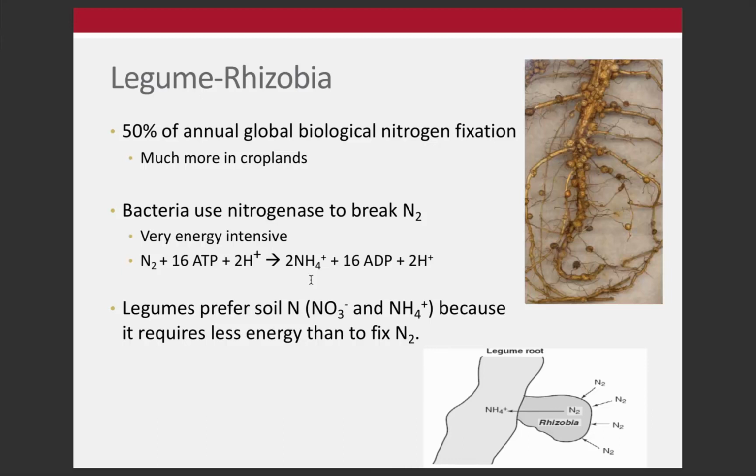Legumes prefer soil nitrogen, nitrate and ammonium, because it requires less energy than fixing N2. If given a choice, and studies have documented this, plants will essentially take up soil nitrogen because it's free, right? Why pay a rhizobia to fix nitrogen for you if you can get nitrogen for free in the soil? So it's certainly the preference for plants to take it up themselves rather than use photosynthate and shuttle that to a nodule to feed a rhizobia, or a colony of rhizobia.